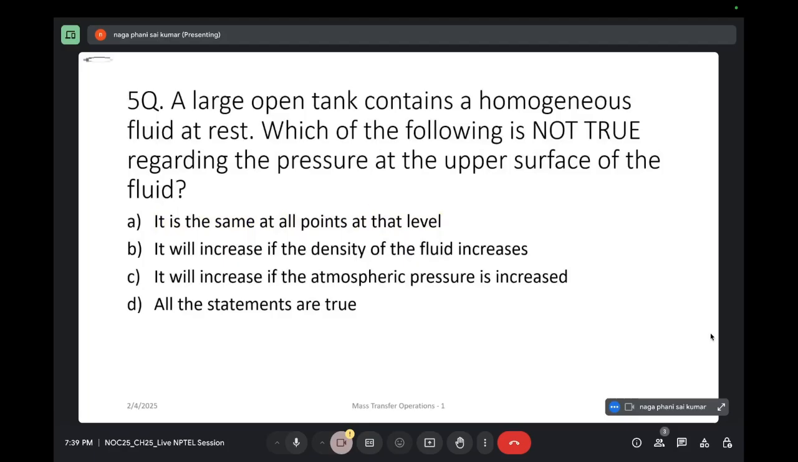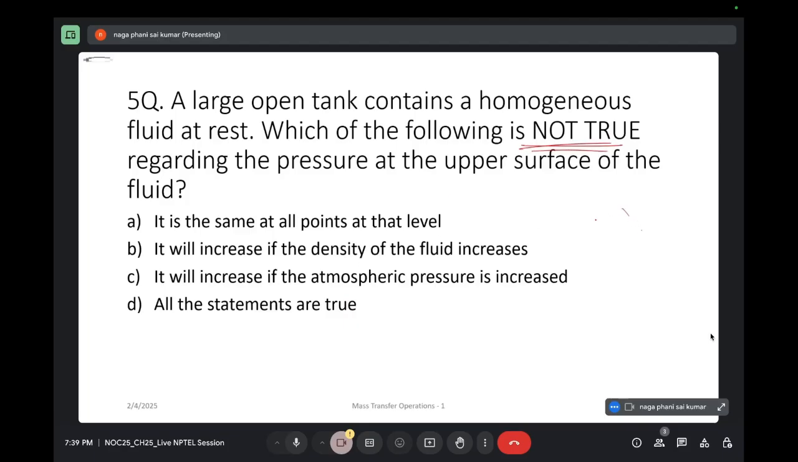A large open tank contains a homogeneous fluid at rest. Which of the following is not true regarding pressure at the upper surface of the fluid? It is the same at all points at that level. It will increase if the density of the fluid increases. It will increase if the atmospheric pressure is increased. All statements are true. So we are asked to find out the wrong statement, right?